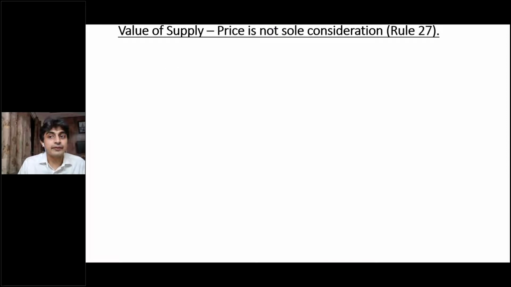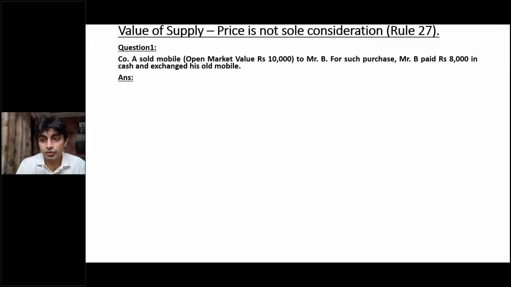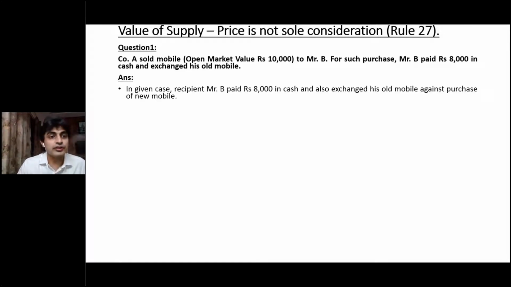Okay, so again I will take you to the sums. A few sums we can discuss. Company A sold a mobile whose open market value was 10,000. For such purchase, Mr. B has given cash and exchanged his old mobile. They have given cash also, and there is an old mobile also. So price is not the sole consideration. In this case, the recipient has paid cash of 8,000 and also exchanged an old mobile.